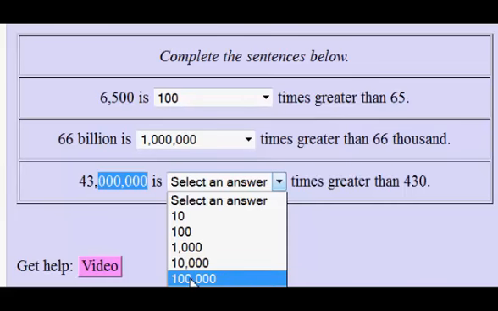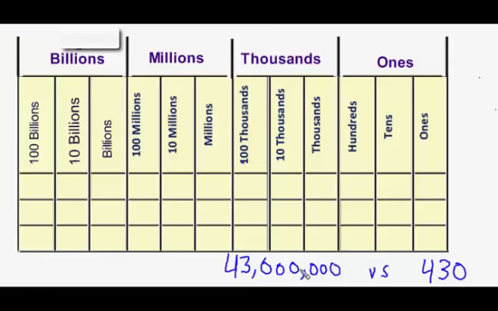Let's go back to the place value chart to show you this answer in greater detail. So the number 43 million, if written in the place value chart, would start in the 10 millions place. These 3 digits would fill these 3 cells. These 3 digits would fill the thousands group, and then the 43 would put a 3 in the millions place, and the 4 would be in the 10 millions place. Comparing that with the number 430, the 4 would be in the hundreds place.